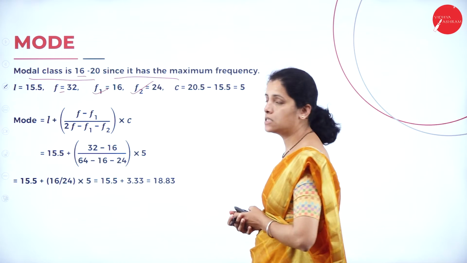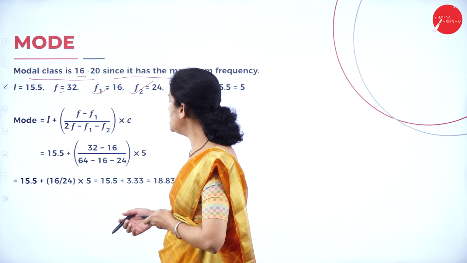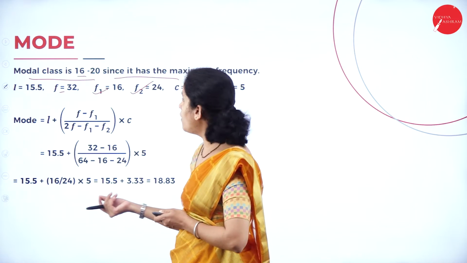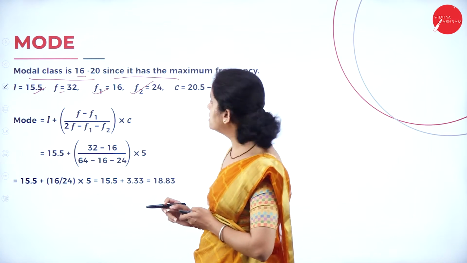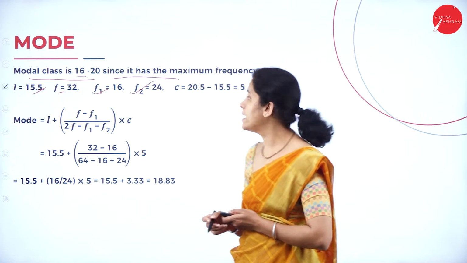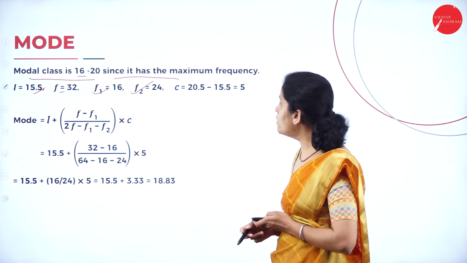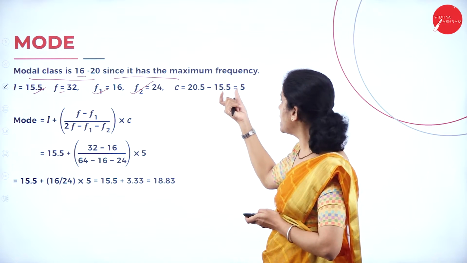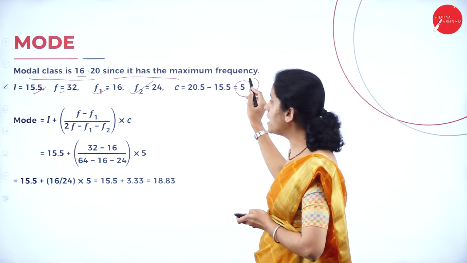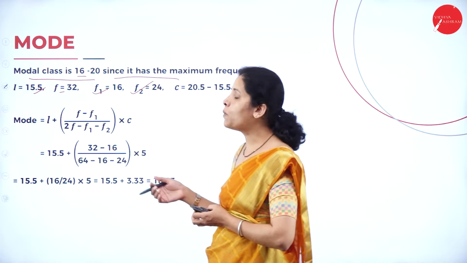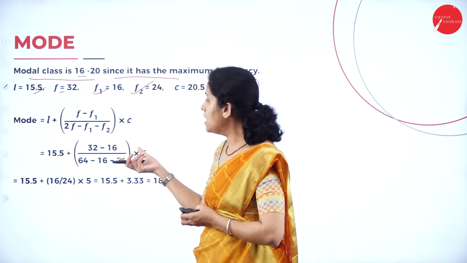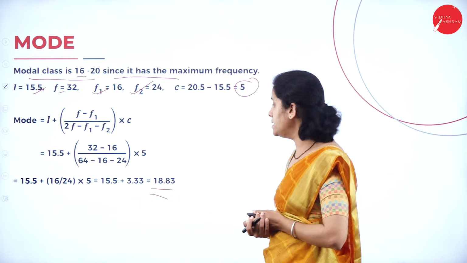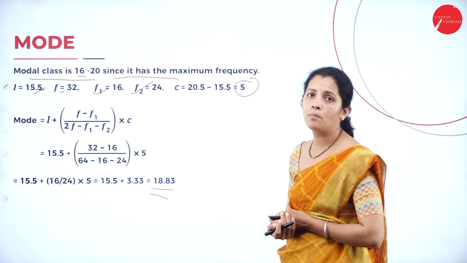Since it has maximum frequency, L is how much? L is the starting value, that is 15.5. F is nothing but 32. I got F1 and I got F2. Then what about C? C is nothing but the difference. So 20.5 minus 15.5, it is 5. When I substitute all the values in this formula and simplify, I'm going to get the answer, that is 18.83. So this is the mode.